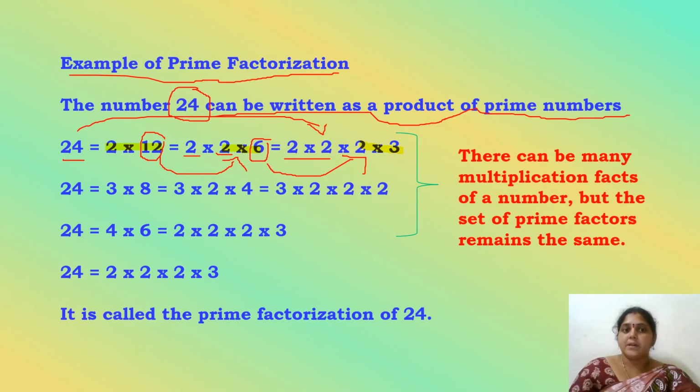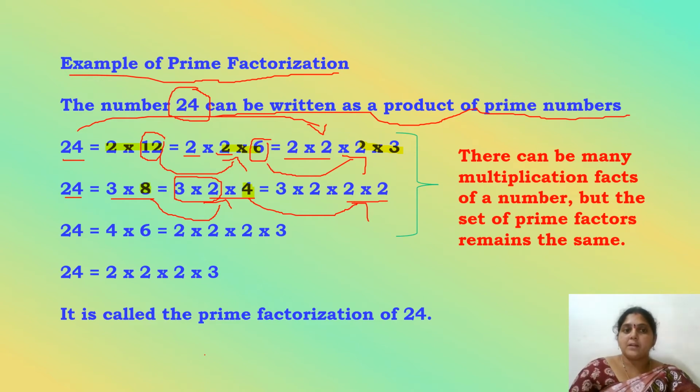One more example you can take. 24. 3 8s are 24. 3 is a prime number and 8 is a composite number. Now we have to convert 8 to prime numbers. So this 8 can be converted into 2 into 4. Now 3 and 2 are prime numbers, right? Now we have to convert 4. This is a composite number. We have to convert it into prime numbers. So 4 can be written as 2 2s are 4. Now if you observe, all the 4 numbers are prime numbers.